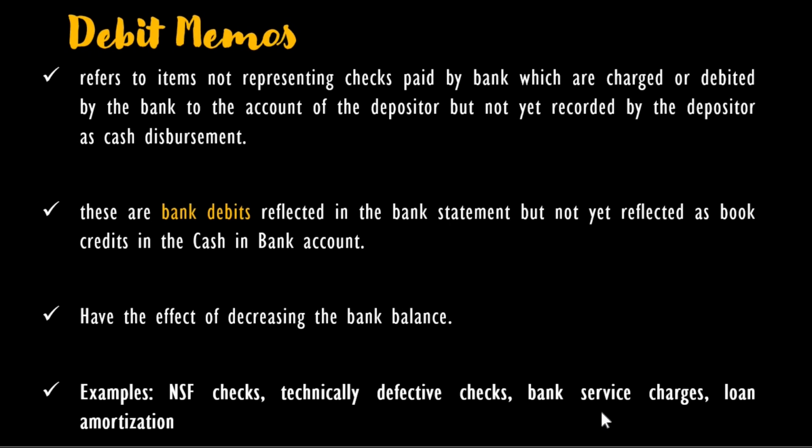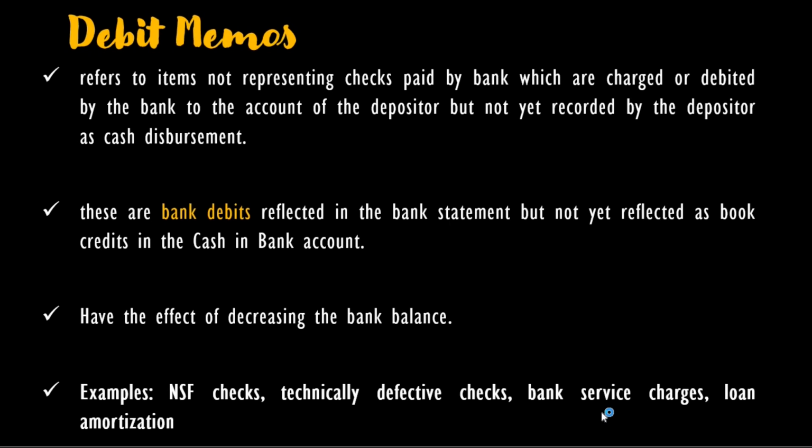Another is loan amortization. This happens if there is an agreement between the bank and the depositor that the amortization of his loan will just be debited to the account. Meaning, the repayment of the loan. So every due date, for example, the agreement is every 5th of the month, it is automatic. It is set in the bank's system that every 5th of the month, it will debit this much from the depositor's account as payment for his debt.